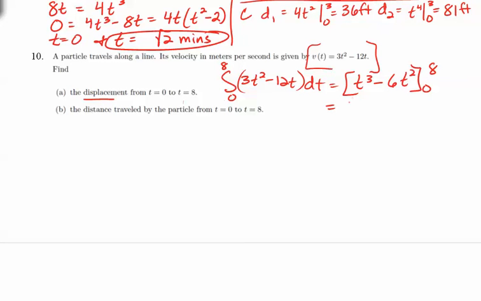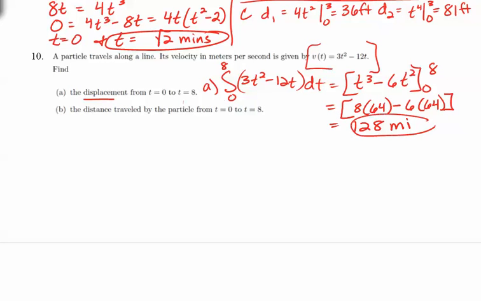Let me give you my tip here when I don't have a calculator. I can see that something's going to cancel, so instead of figuring out what 8 to the third is, I'm going to write it as 8 times 64, so 8 times 8 squared. And this is minus 6 times 64. So without my calculator, I can see I've got two groups of 64. So 128 miles is our displacement for part A.